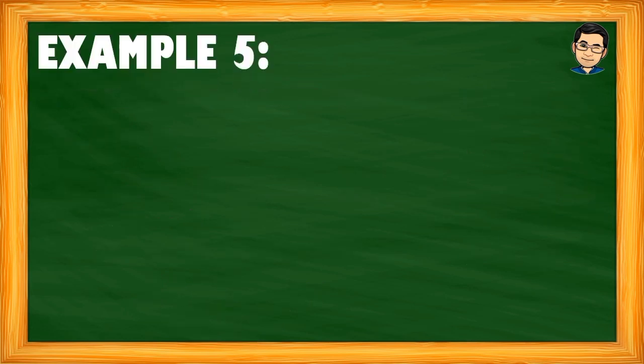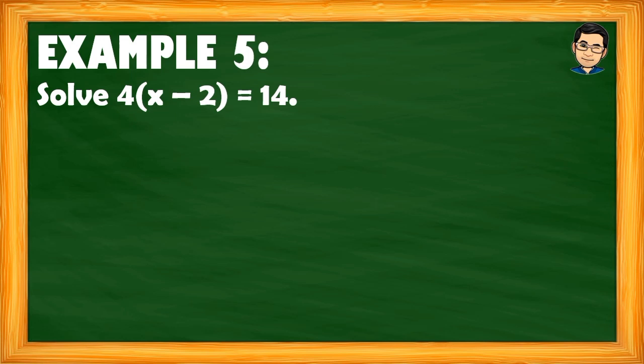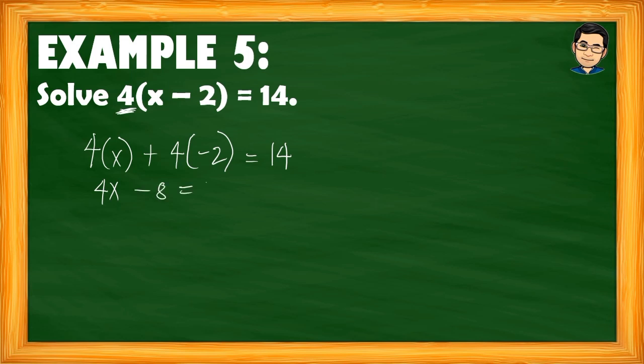So, next example. Dito naman po, meron tayong grouping symbol, which is parenthesis. So, ang gagawin lang po natin dito, yung 4 na nasa labas ng parenthesis, i-distribute natin siya sa terms na nasa loob ng parenthesis. So, magiging ganito siya. So, 4 times x plus 4 times negative 2 equals 14. And then, multiply lang natin 4x, and then 4 times negative 2 is negative 8 is equal to 14.